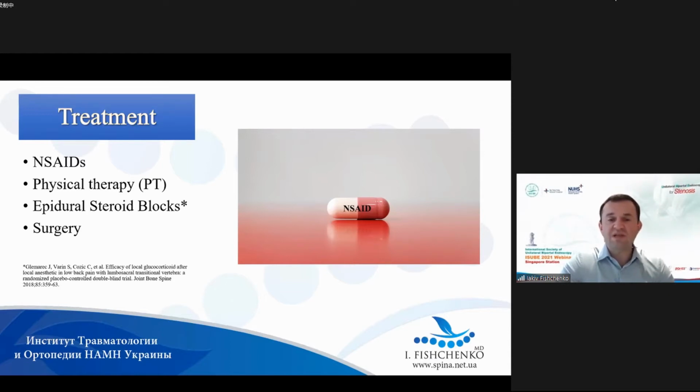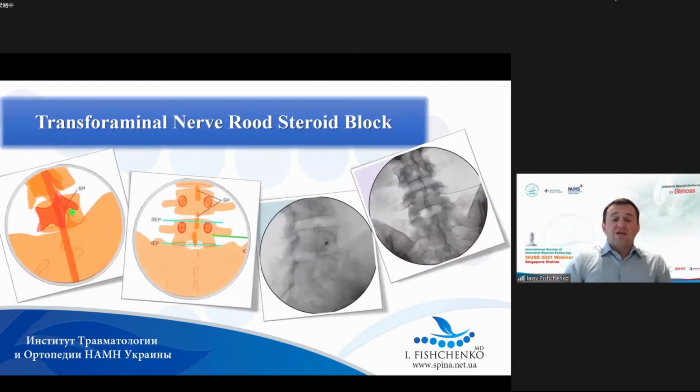So always we can start with NSAIDs. This is the gold standard of treatment of all painful conditions of the degenerative spine. Also, we can use physical therapy. We widely use epidural steroid blocks for diagnostic reasons and also for treatment reasons, and surgery. Foraminal nerve root steroid block is a very good treatment option for those patients.